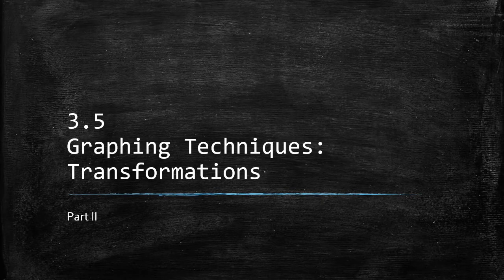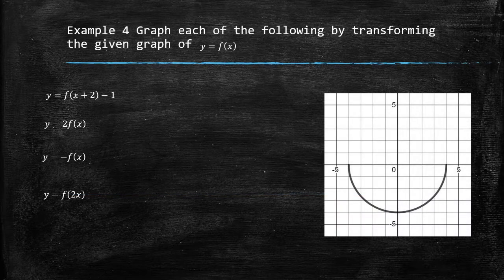Hi class, this is part 2 of section 3.5. Okay, so we're starting with example 4. We want to graph the following functions using transformations, and we're going to start with this given graph of y equals f of x.